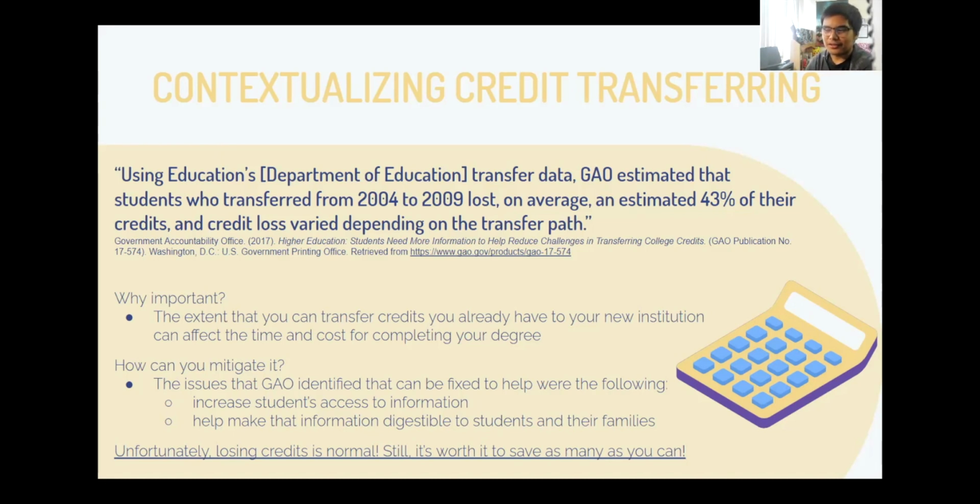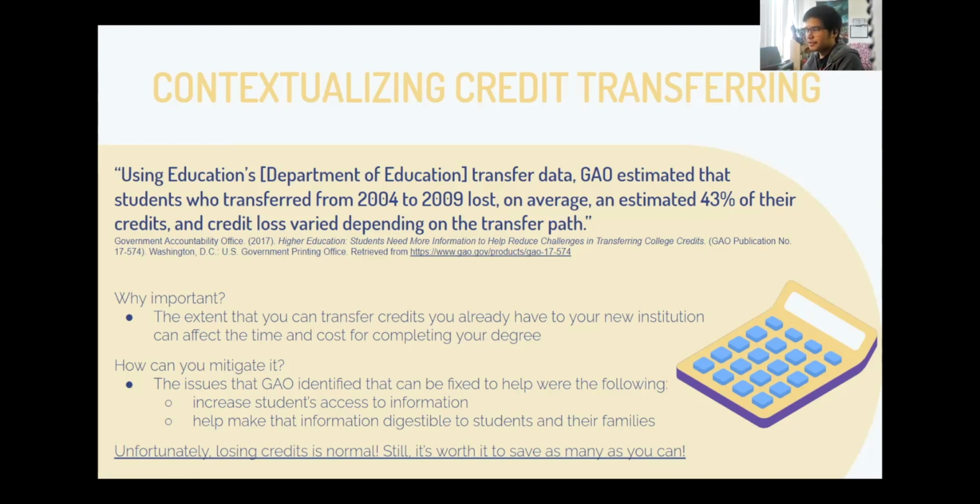What does it mean? It basically means that the extent that you transfer your credits between your old institution and new one can affect the time and cost for completing your degree. If you're taking more classes, you're ending up with a lot of credits. Some of those obviously won't transfer over. So how do you mitigate this problem?